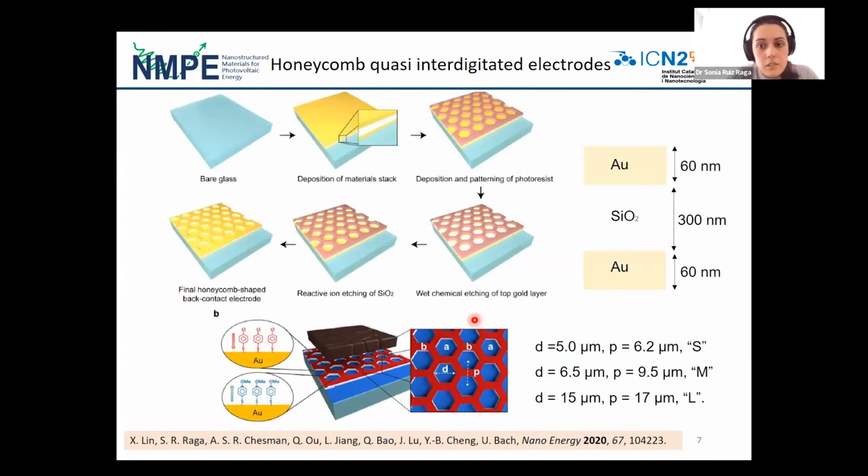A solution to these issues is to make a quasi-interdigitated honeycomb structure. With this structure, we minimize the detrimental effects of a scratch, as the carriers can find alternative paths in the hexagonal structure. Also, it enables us to reduce considerably the electrode spacing, because we can achieve a minimum distance of 300 nanometers that is given by the thickness of the insulating silicon oxide, and we can still play with the features with the resolution limits of the honeycomb-shaped photoresist photolithography mask.